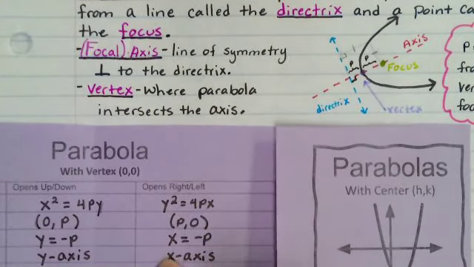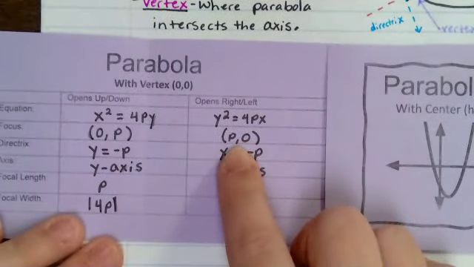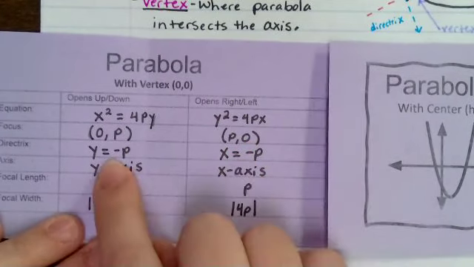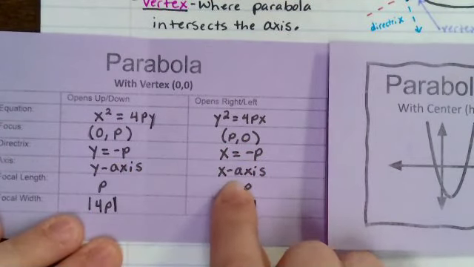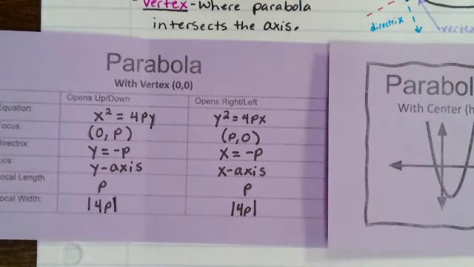If you're opening right or left, some of these things get changed around. So your focus is going to be (p, 0). Your directrix is x equals negative p. Notice how that's different. Our axis would be on the x-axis. Focal length is still p, and the width is still the absolute value of 4p. So that doesn't change.